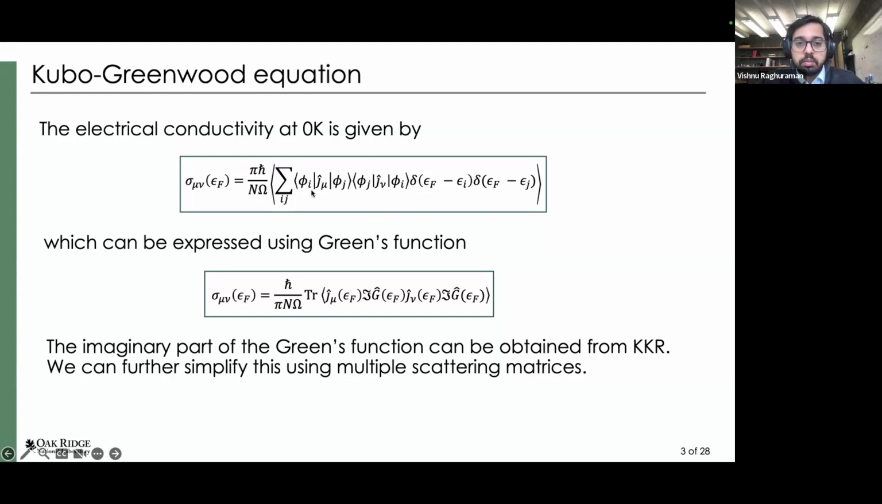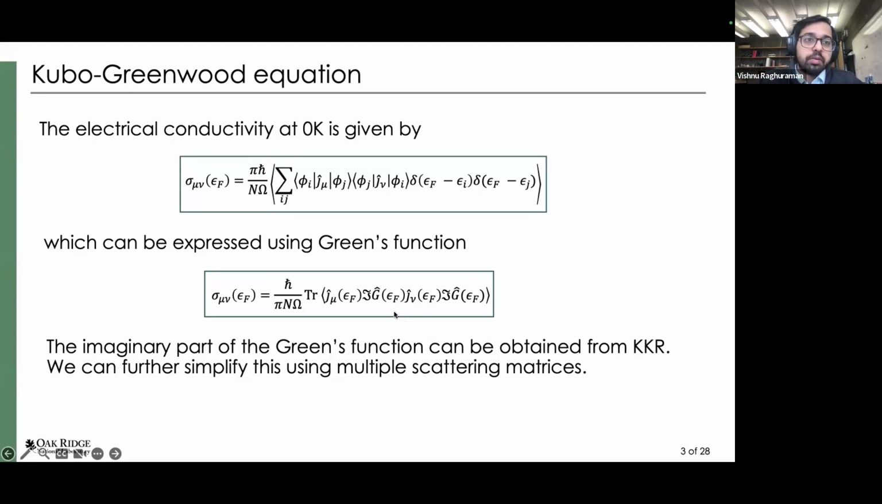You can do some very simple algebra here and express this in terms of the Green's function, or specifically the imaginary part of the Green's function, given here in the second equation. This is a very useful form as opposed to the first one, because in the KKR method and the MuST code that we're using, the imaginary part of the Green's function is very readily available to us, because that's what we use to calculate the density in our density functional theory. So we should be able to just take the imaginary part of the Green's function and plug it into this equation and get the conductivity, which is what we are essentially doing.